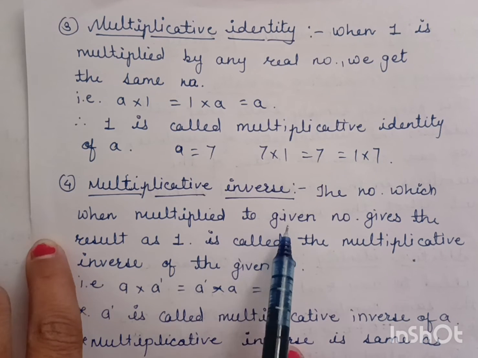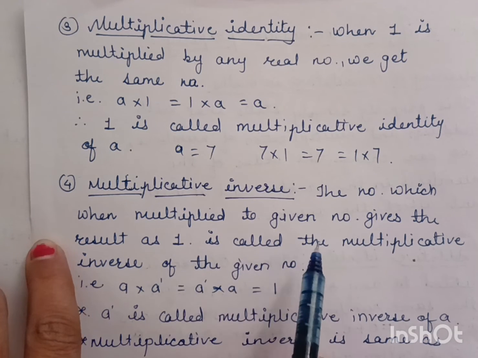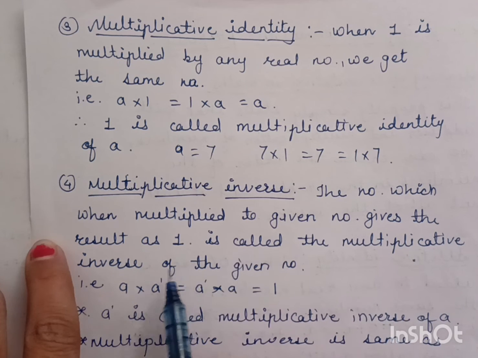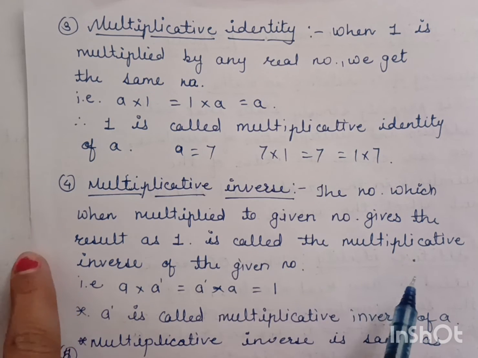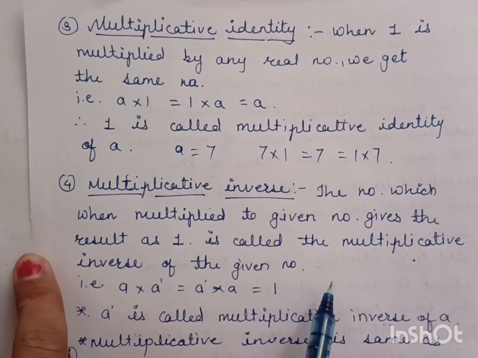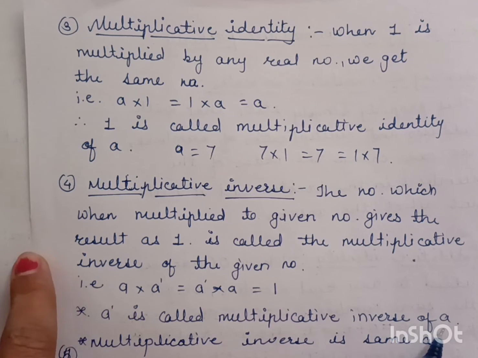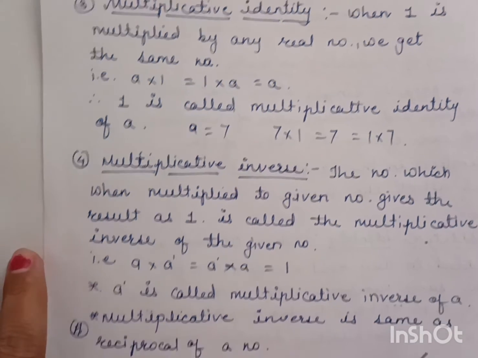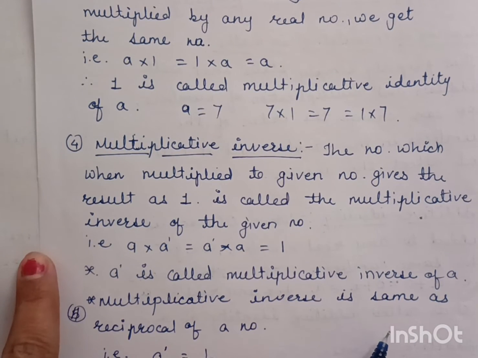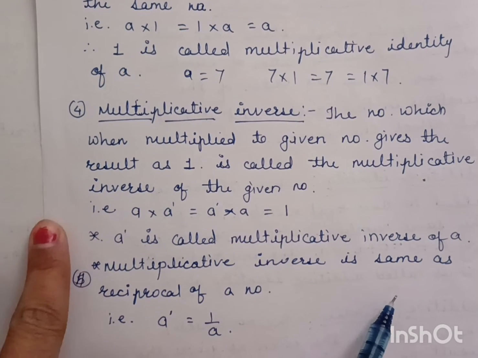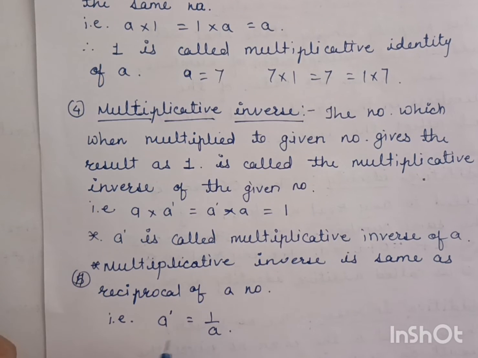Then multiplicative inverse, the number which when multiplied to given number gives the result as 1 is called the multiplicative inverse of the given number. That is a into a inverse is equal to a inverse into a is equal to 1. A inverse is called multiplicative inverse of a. Multiplicative inverse is same as reciprocal of a number, that is a inverse is equal to 1 upon a.